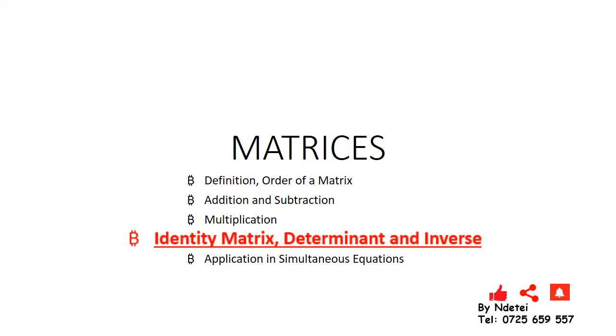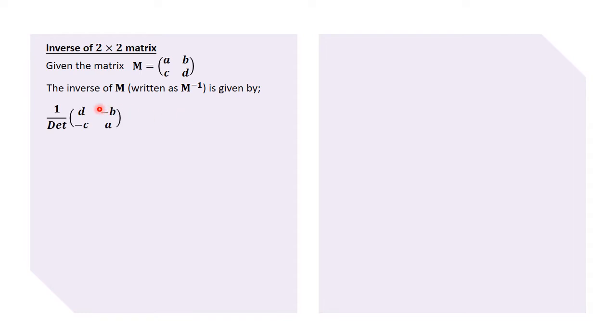Let's turn now to the inverse of a matrix. We are only going to be dealing with the inverse of a 2 by 2 matrix, and therefore, let's begin by saying that given the matrix M, which is A, B, C, D, the inverse of M, normally written as M raised to the power -1, is given by this particular formula here, which is 1 over the determinant times the matrix reversed or interchanged in some way.